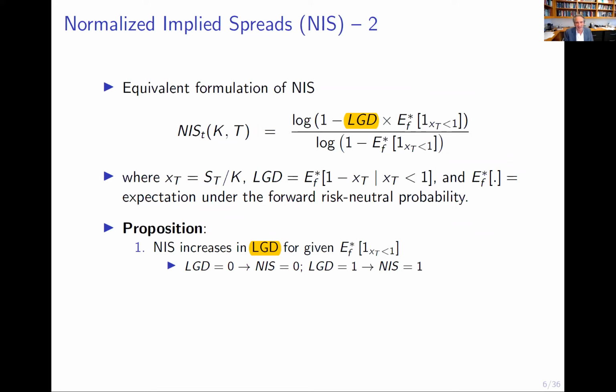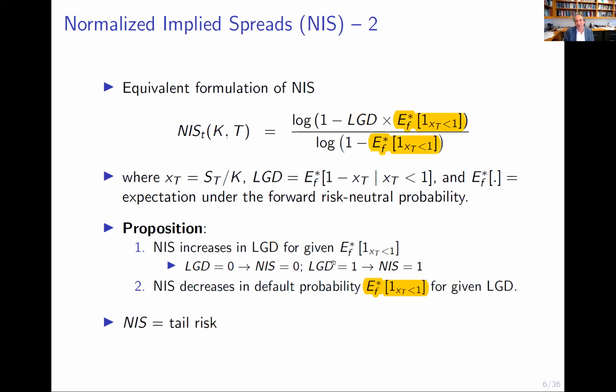Then actually you have this implication that this NIS, this normalized implied spread, increases with the loss given default. In fact, it's 0 if LGD is 0, and it's 1 if LGD is 1. You can see that from this simple formula. So first of all, you see that it's increasing in these two quantities. In addition, for a given LGD, it is decreasing in the expected probability of default.